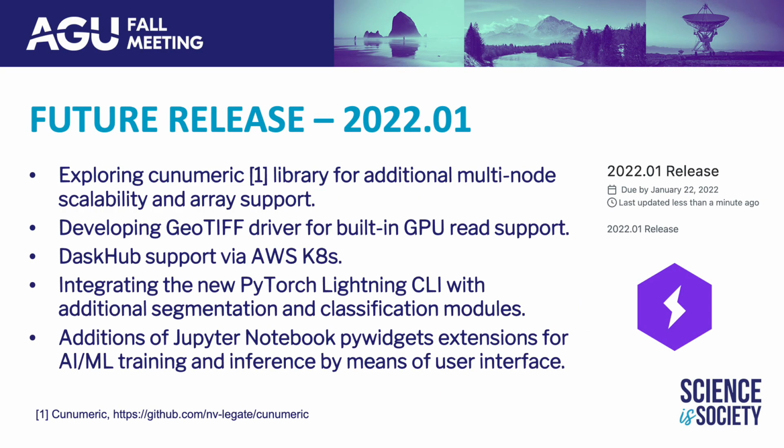On the future release, which is coming in January, we're exploring cuNumeric. It's one of those NVIDIA libraries that came in from the latest GTC, where they provide additional multi-node and multi-GPU capabilities. And we're testing that one with the new release. We also want to test DAS Hub on AWS, and then integrate additional PyTorch Lightning CLI features that are now going to actual production, so we can use some of those simplistic CLI options to train additional models and increase the number of experiments you can run by just changing and tweaking a couple of commands.